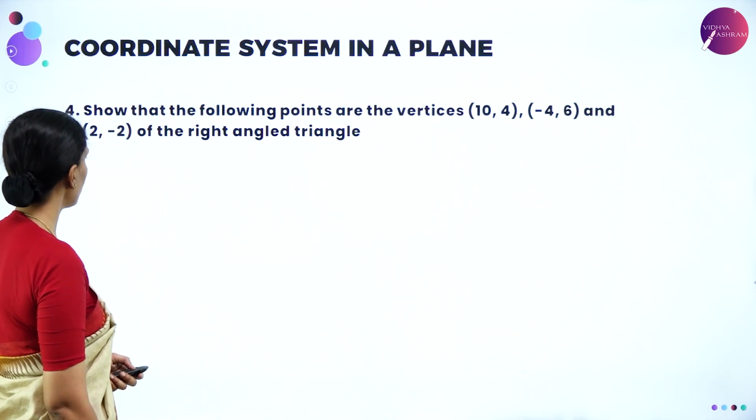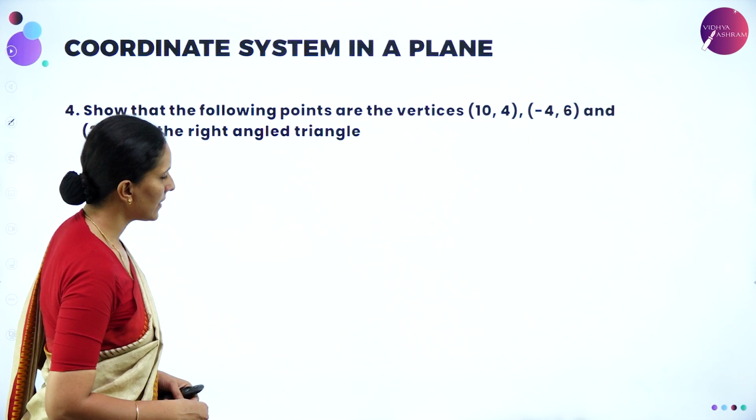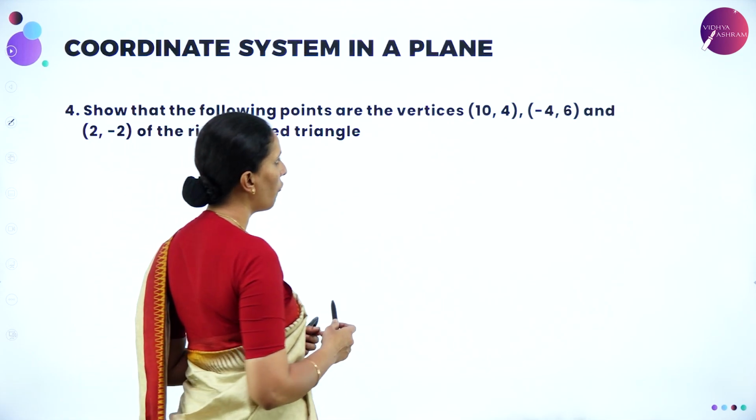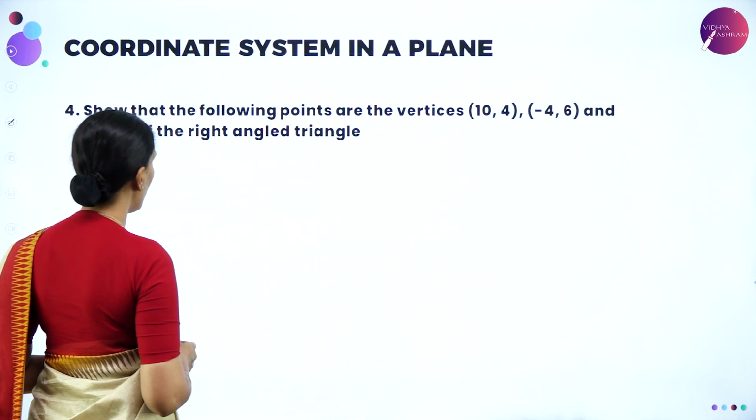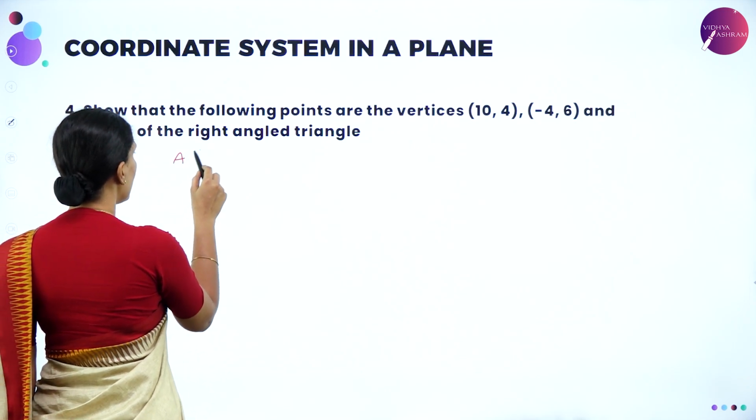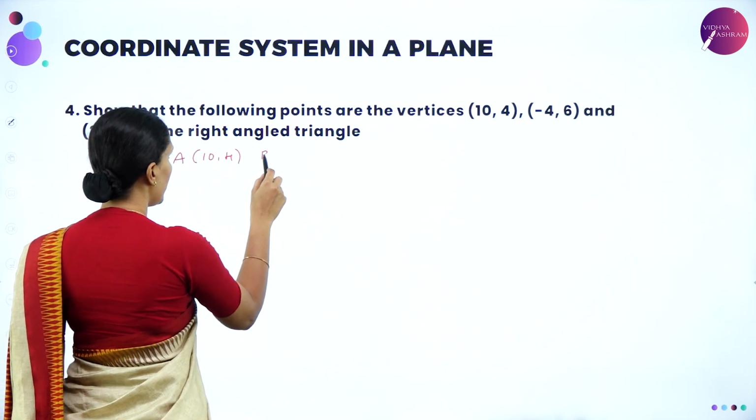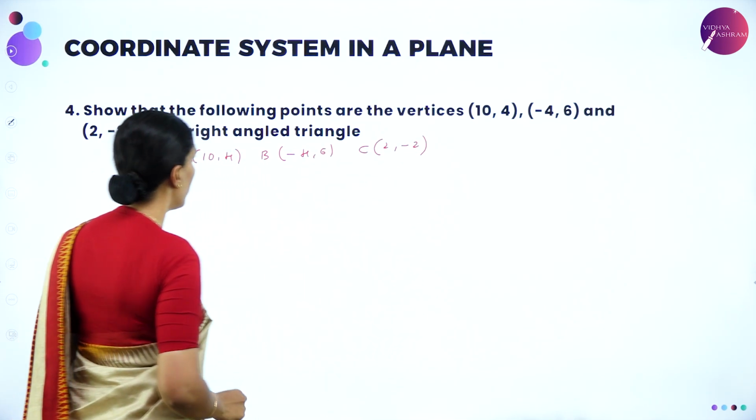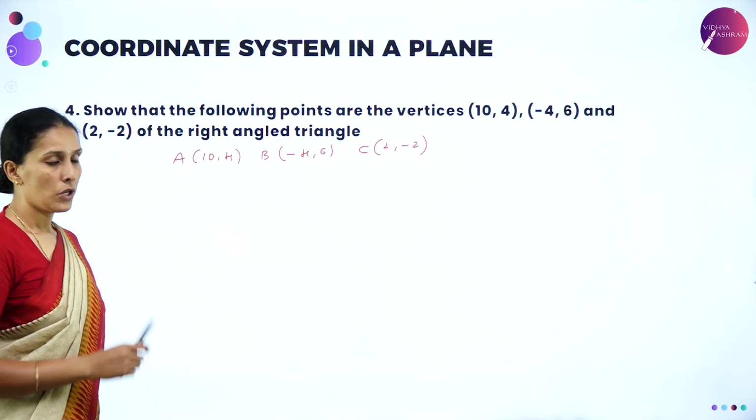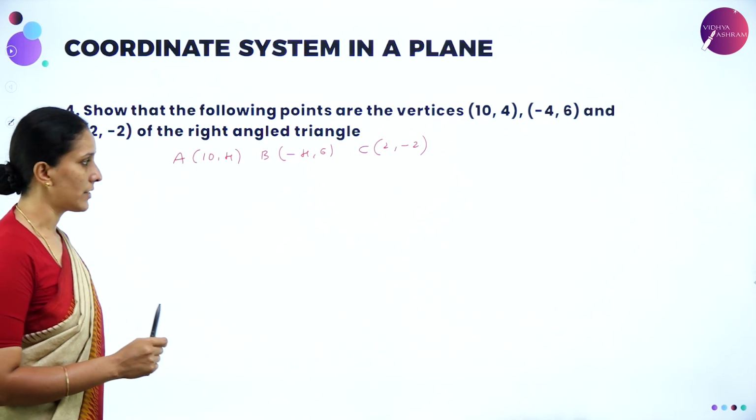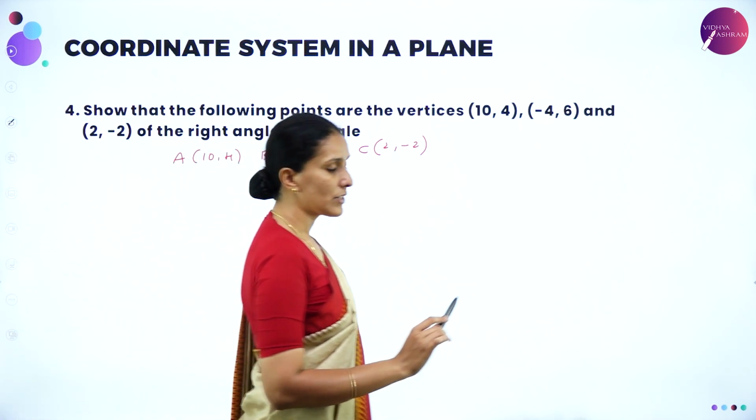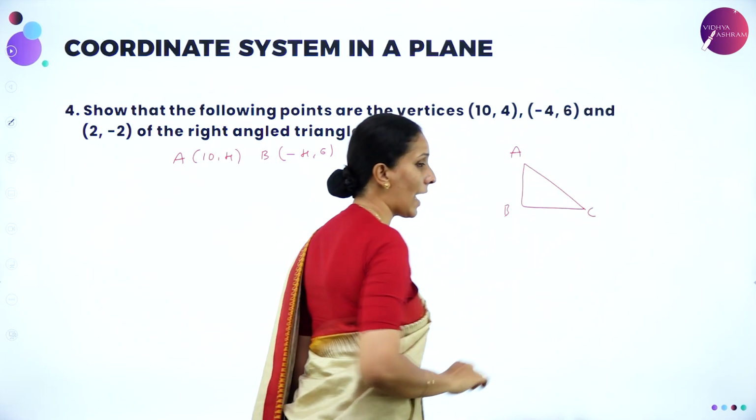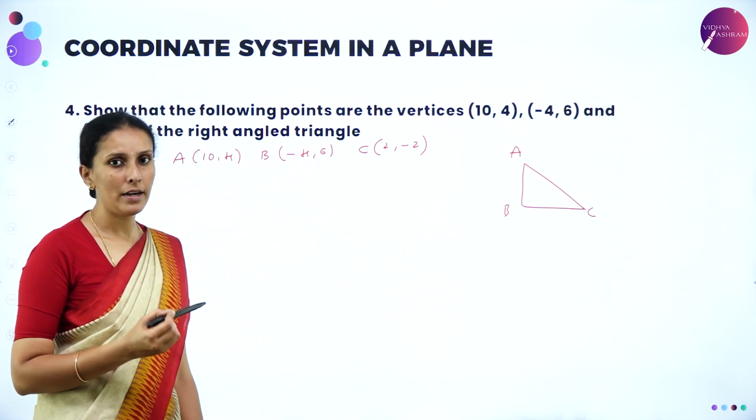Next question. Show that the following points are the vertices of a right angle triangle. The points given are (10, 4), (minus 4, 6), (2, minus 2). So let me take A equal to (10, 4), B equal to (minus 4, 6) and C equal to (2, minus 2). We need to show that it forms a right angle triangle. So let us calculate the squares of all the sides. I don't know where the right angle is formed, so let me calculate AB square, AC square and BC square.